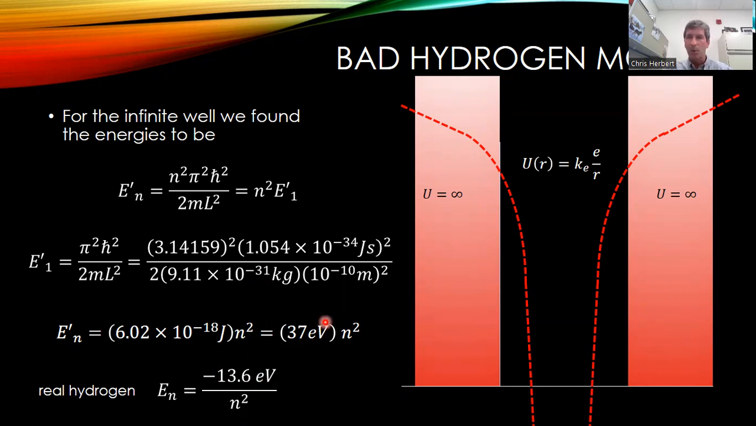But here's where things go bad. Here's why this is not a good model. Energy in my infinite square well is proportional to n squared. So as we go higher and higher, the energy spaces are getting further and further apart. That's not true for hydrogen. In hydrogen, as you go to higher and higher energy, the levels are getting closer together.